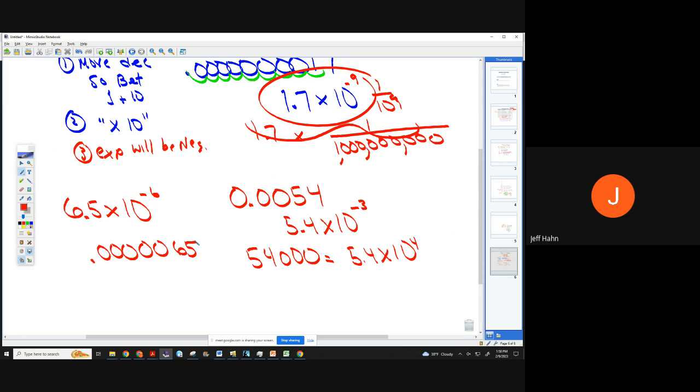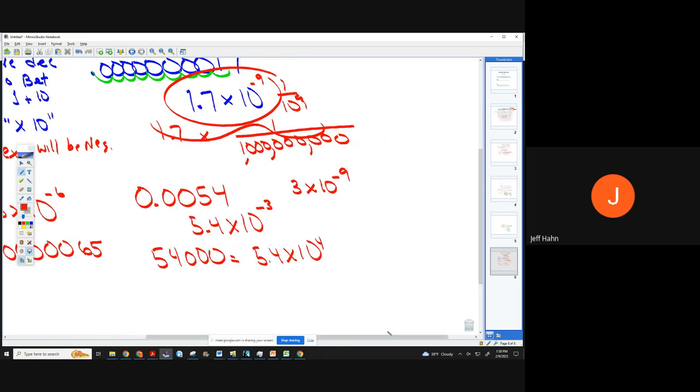How about this one? 3 times 10 to the negative 9th power. What would that number be in standard notation? A decimal with how many zeros? 8. Why 8? Because it started here, the 3 took up 1. 1, 2, 3, 4, 5, 6, 7, 8, and then a 3.